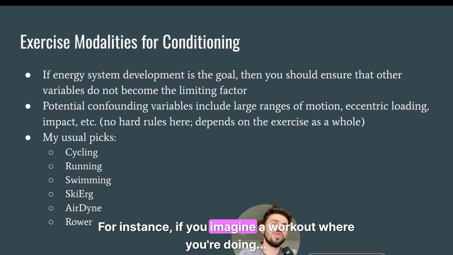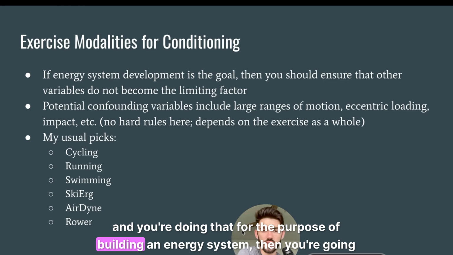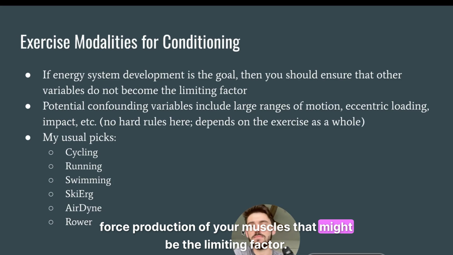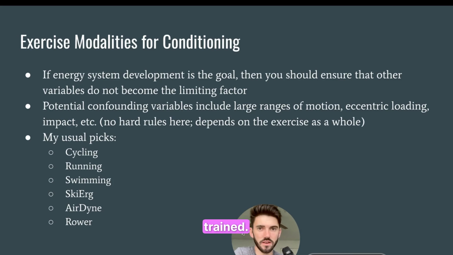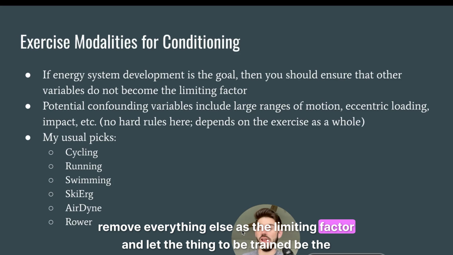For instance, if you imagine a workout where you're doing squats, push-ups, and pull-ups in a circuit with no rest, and you're doing that for the purpose of building an energy system, then you're going to be ineffective in your pursuit, because there are many other factors, such as just force production of your muscles, that might be the limiting factor. And again, I say this a lot, but the limiting factor of any given movement is what is being trained. And so if you want to optimize for training any aspect of your fitness, you need to remove everything else as the limiting factor and let the thing to be trained be the limiting factor.